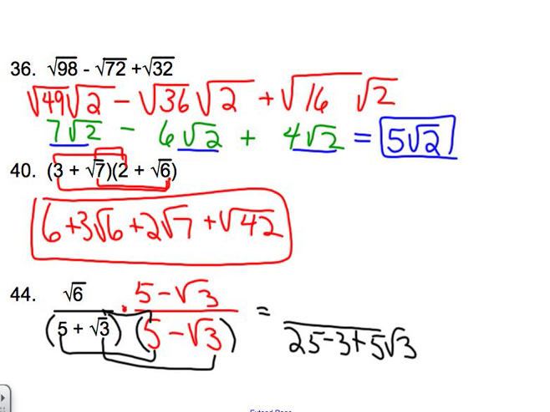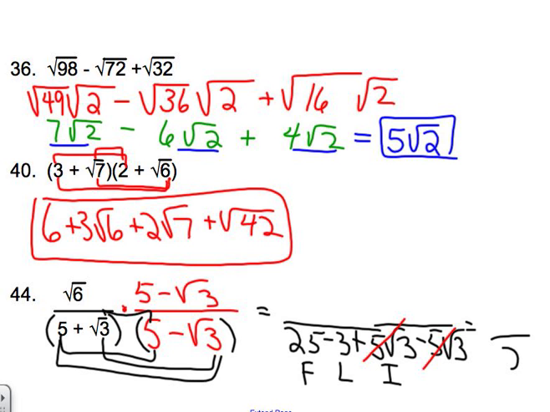I did go a little out of order here. I did do the F of FOIL and the L of FOIL and then the inner of FOIL. So I am going to pick up now and do the outer terms of FOIL, which is 5 times a negative square root of 3, which is negative 5 times the square root of 3. And what happens is that the outer and the inner cancel off, and you're left with 22.